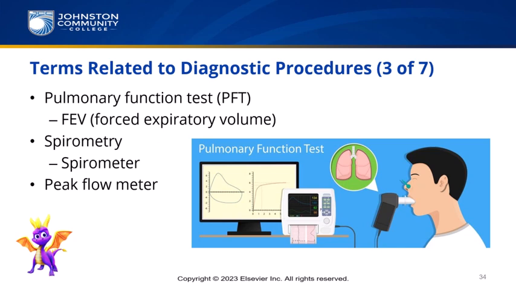All right, and then a peak flow meter is another instrument used to test pulmonary function by measuring breathing capacity. These devices are often used by patients to monitor their breathing capacity, whereas a spirometer can be used for a wider range of testing by a physician.